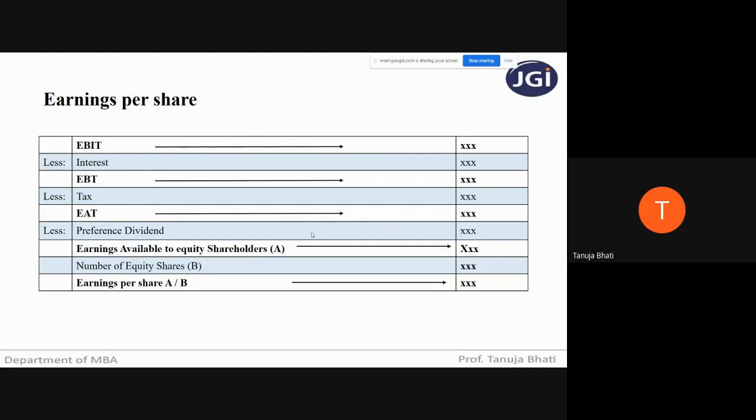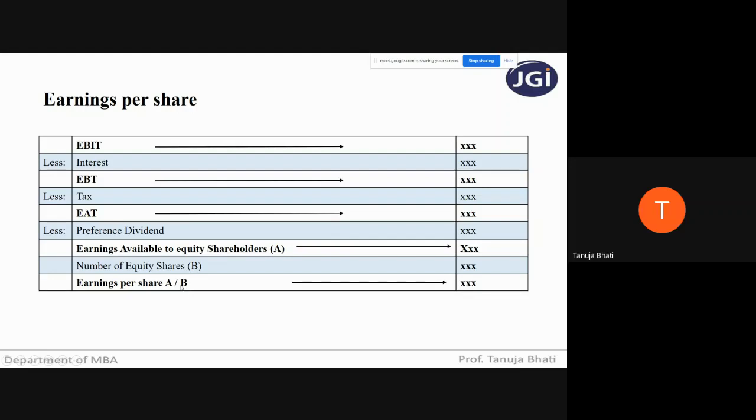Now, how do we calculate EPS? EPS is nothing but EBIT less interest, you get EBT, less tax, you get EAT, less preference dividend, you get earnings available to equity shareholders. Once you know the number of equity shares, you get earnings per share by earnings available to equity shareholders divided by number of equity shares. You get earnings per share.